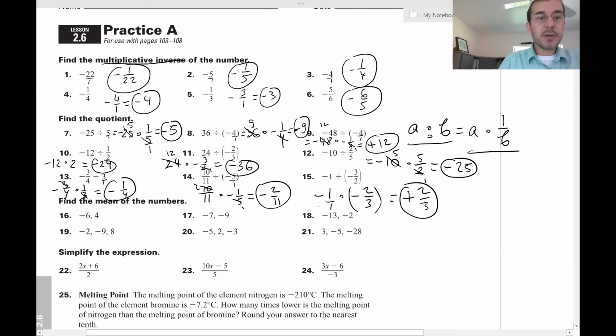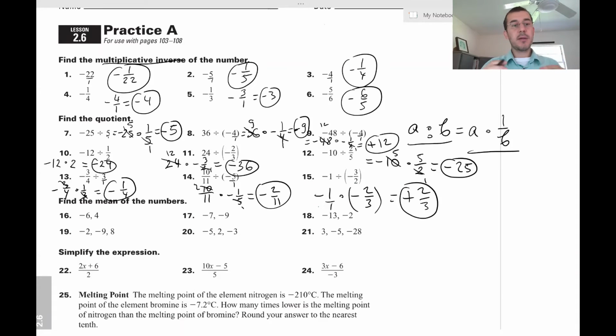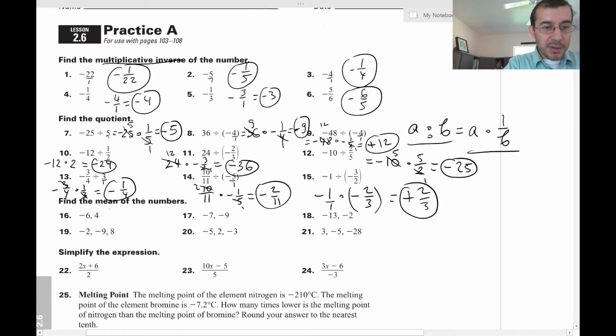Find the mean of the numbers. So mean is when you're adding up the numbers and you're dividing by the number of numbers. So here we have minus 6 and 4, so it's minus 6 plus 4 and dividing by the number of, how many numbers we have? 1, 2, 2. So minus 6 plus 4 is minus 2, over 2 is minus 1. Minus 1 is the answer.